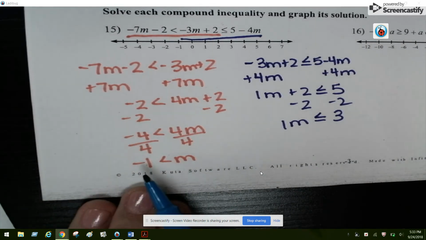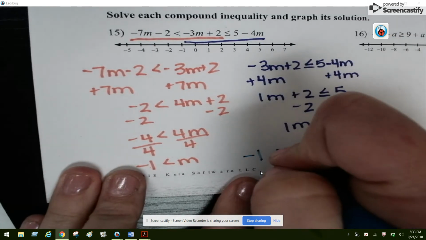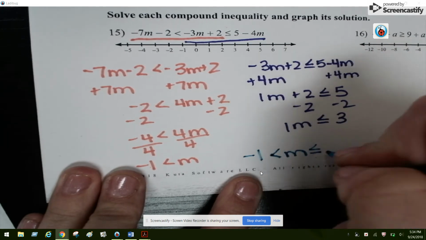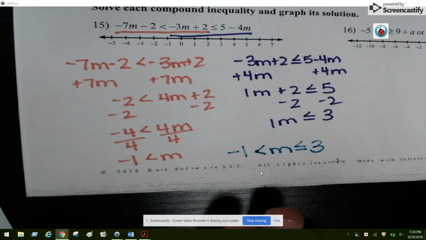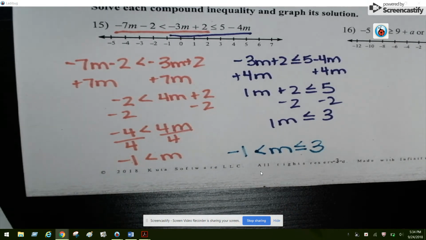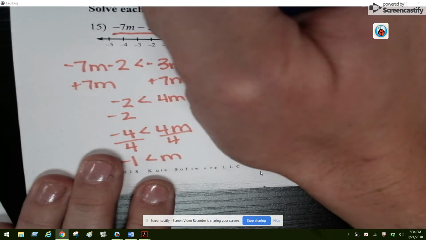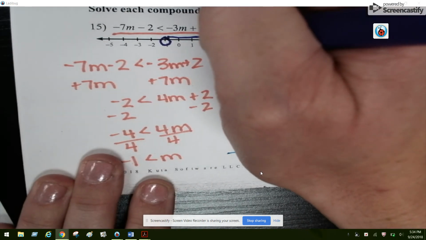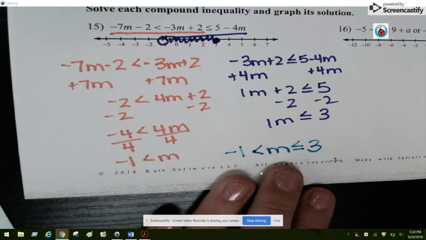I always think about going in number order. So -1 over here is less than m, and m is less than or equal to 3. Like, remember, this is my and problem, so I know I'm going to be shading in between these two numbers. So I've got -1, which will be an open circle, and then 3, which will be a closed circle, and I'm going to shade in between. And it should look like that.